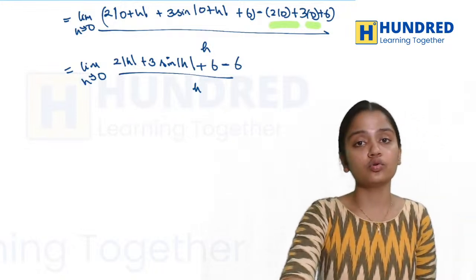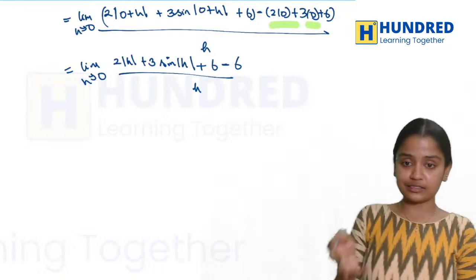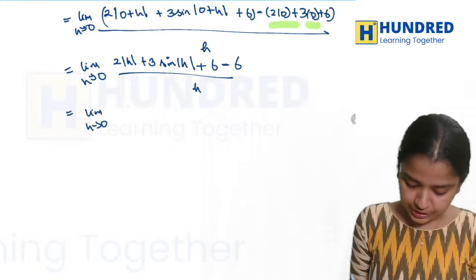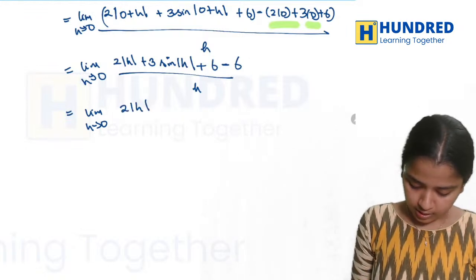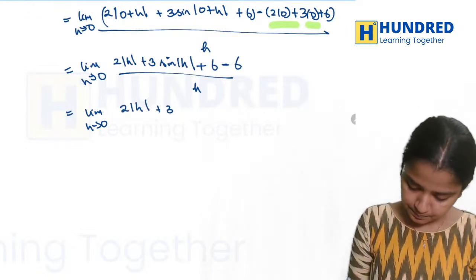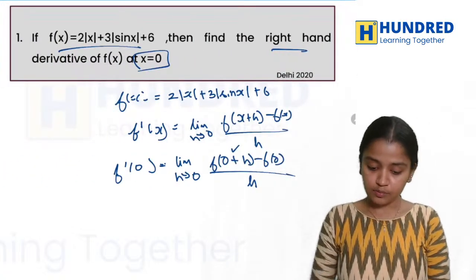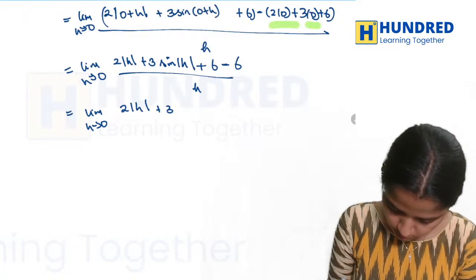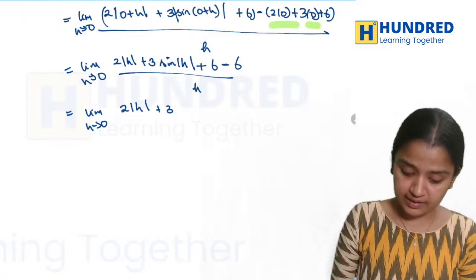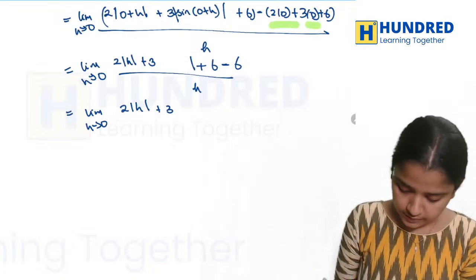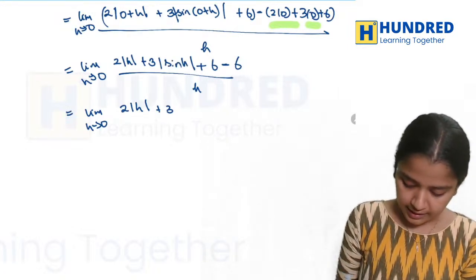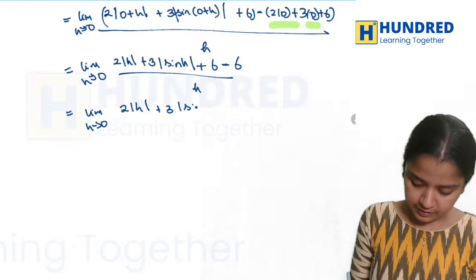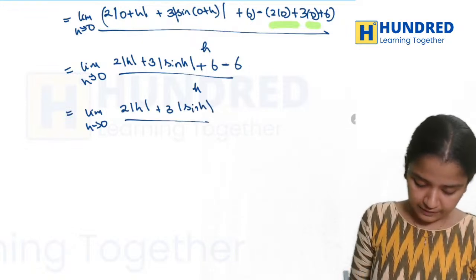Now the plus 6 and minus 6 get cancelled. So it will become limit h tends to 0 of 2 mod h plus 3 mod of sin h, divided by h. Sorry, it is mod of sin h, so the mod goes here.